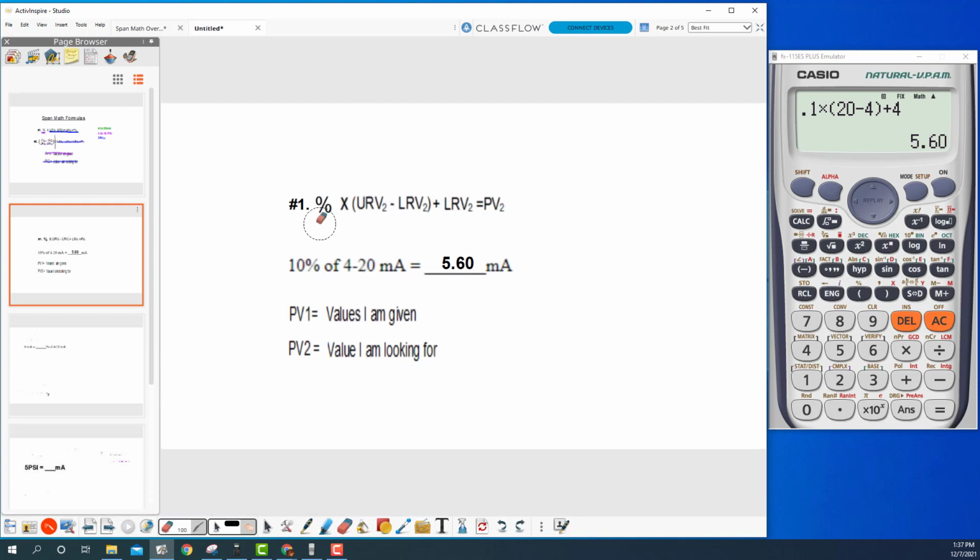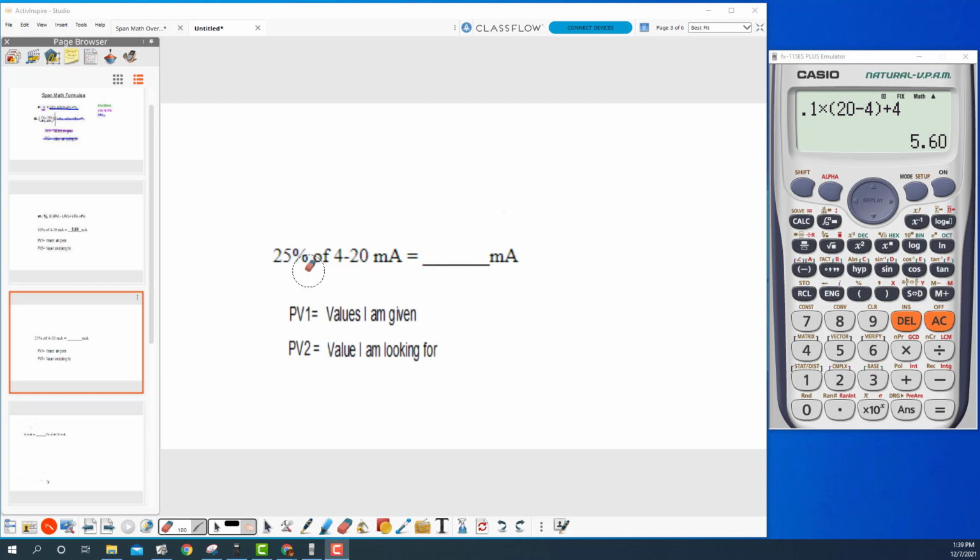So in this case, I'm given a percentage, no big deal. I just say 0.1 times whatever it is, in this case milliamps. So I know that it's 4 to 20. My upper range value is 20, my lower range value is 4, plus my lower range value, which is 4. So what is 10% of 4 to 20 milliamps? 5.60 milliamps. Okay, let's look at another example.